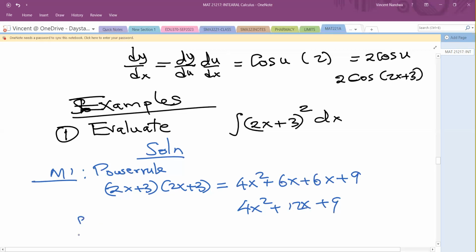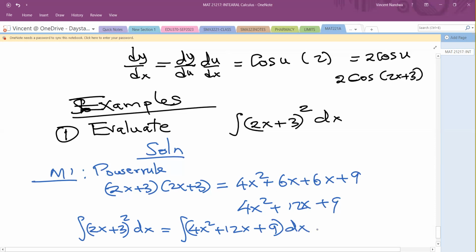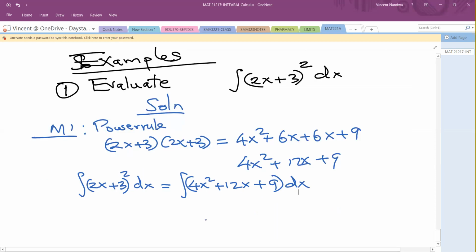So which means then the integral of (2x + 3)^2 dx is the same as finding the integral of 4x^2 + 12x + 9. Okay? Then by power rule, we'll have 4x^3 over 3. I hope that one makes sense to you.